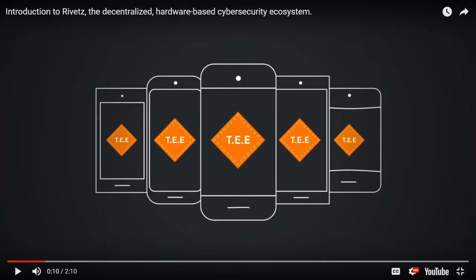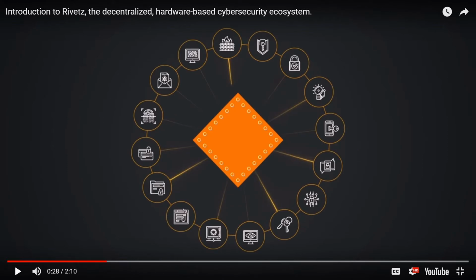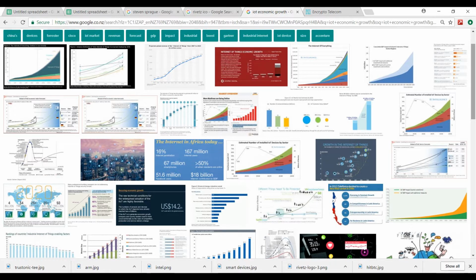The Rivetz system directly utilizes the embedded power of the TEE in combination with blockchain technology in order to provide a highly leveraged cybersecurity solution for what is certain to emerge: an Internet of Things economy and a continually decentralized economy.